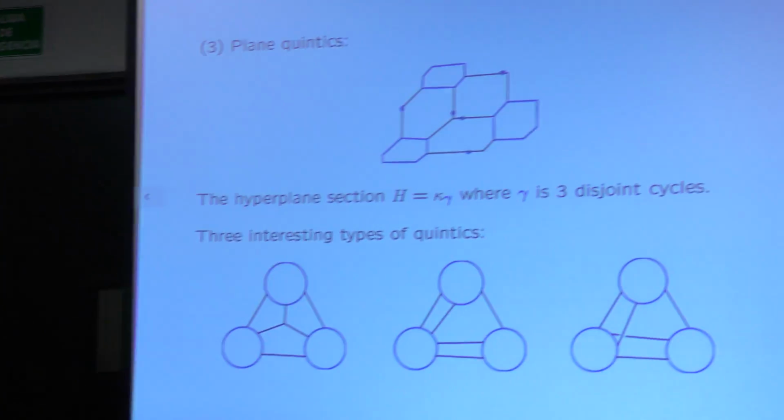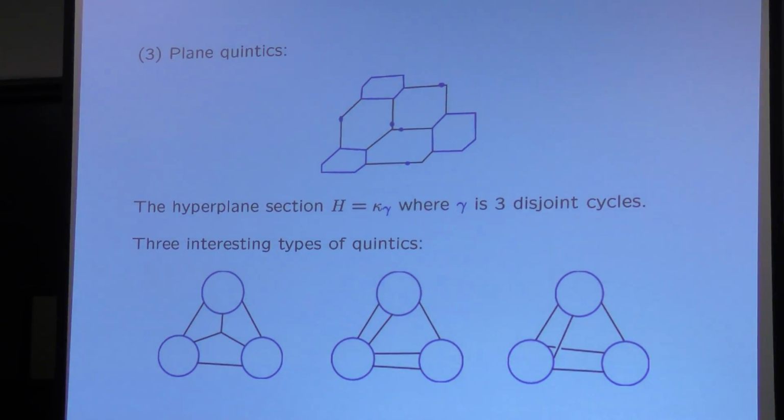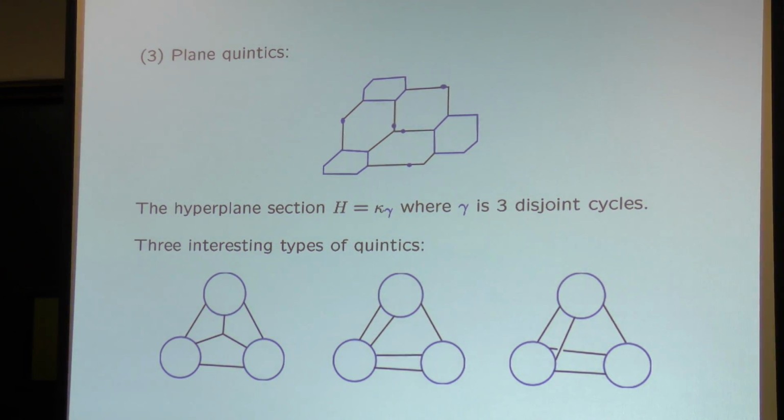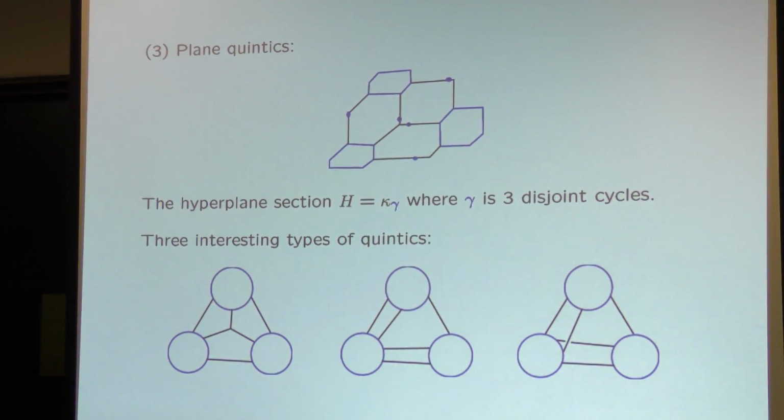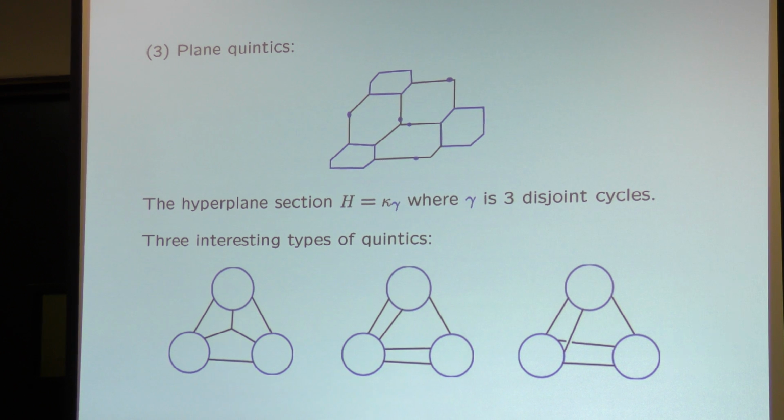All right, so A5, G5, F5, and E5. G, E, F are not Jacobians. All right, let's now talk about plane quintics. I think I'm sharing the addition here to finish the first talk.